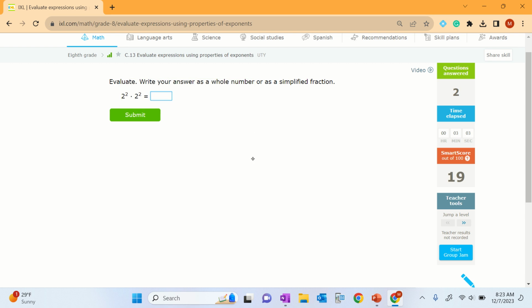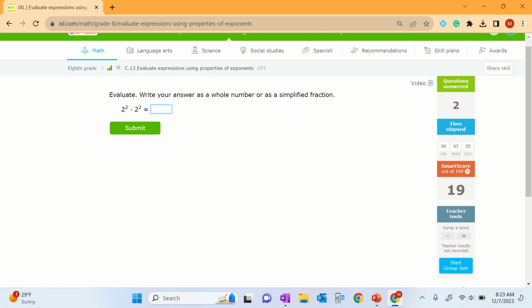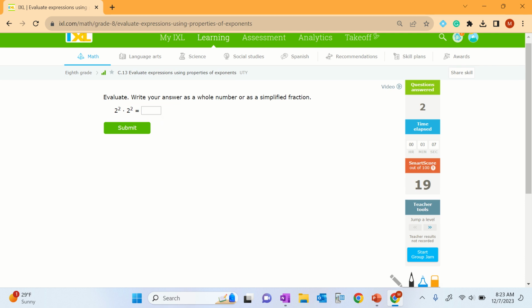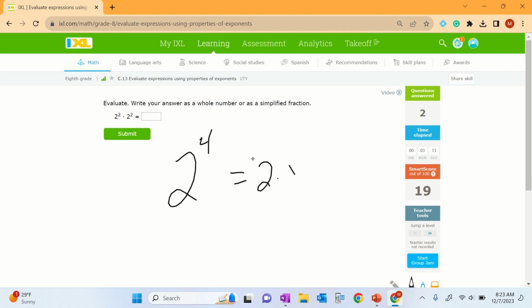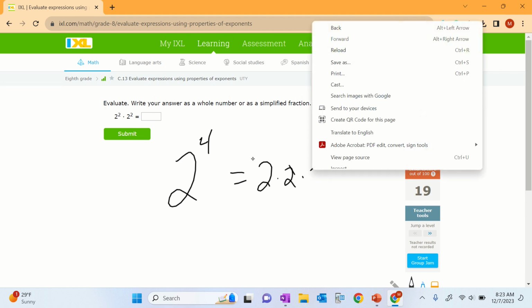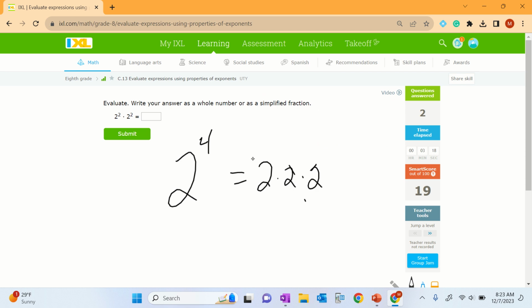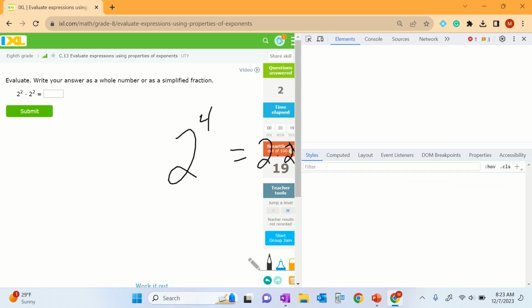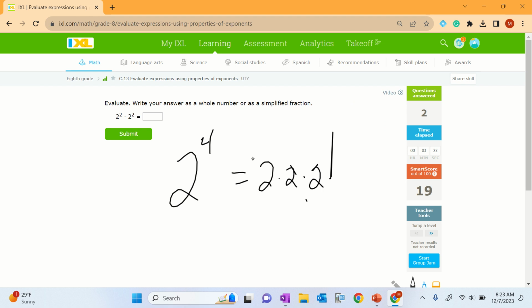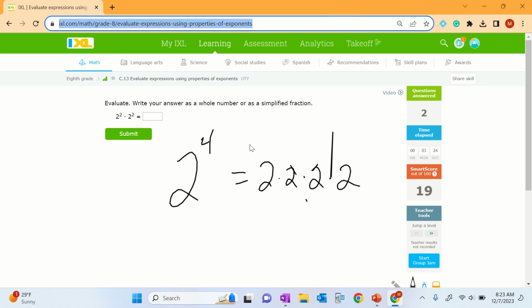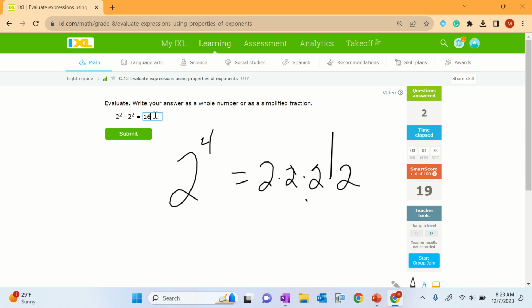Same thing, keep your exponential base of 2 and add the exponents. 2 plus 2 is 4. So that's 2 times 2 times 2 times 2. There we go. All right, 2 times 2 is 4. 2 times 2 is 4. 4 times 4, we get 16.